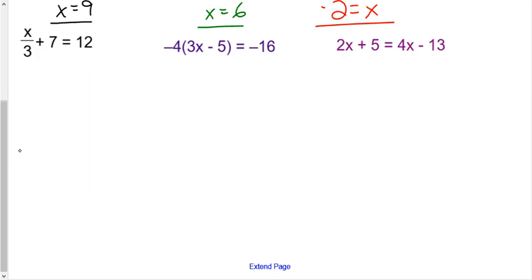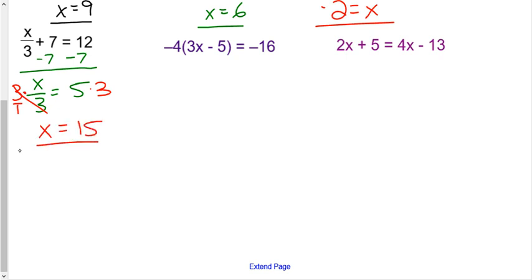Same process is going to happen for these problems. Again, x over 3 plus 7 equals 12. Undo the adding or subtracting first, so we get x over 3 equals 5. Again, we have a fraction. This is x divided by 3. So to undo dividing, we are going to multiply both sides, because when we multiply by that integer, again, you could say 3 over 1, the 3's cancel, which is what we want, and we get x equals 15.